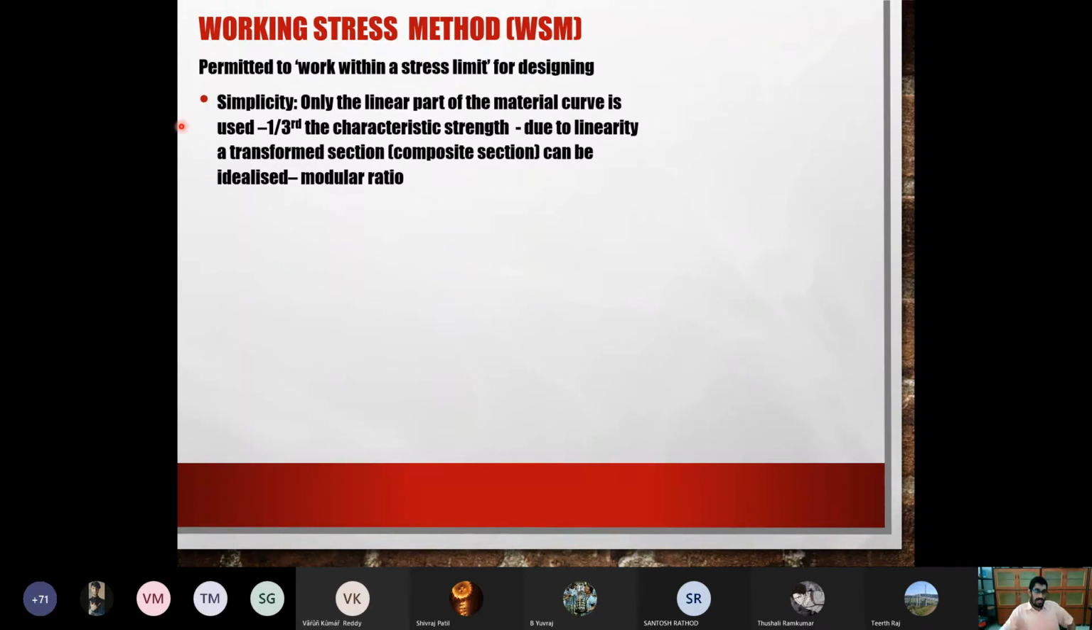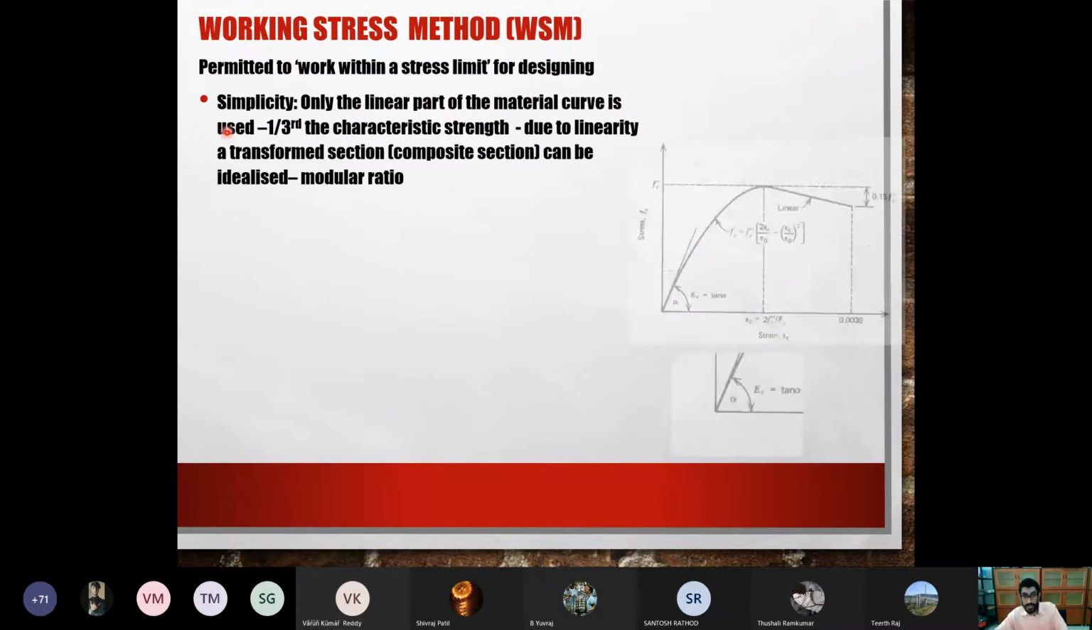So what does this working stress method say? Basically, you are permitted to work within a stress limit for doing your design. What does this mean? One thing is this working stress method is simpler. It's older, therefore it is simpler. What it does is only the linear part of the material curve is used.